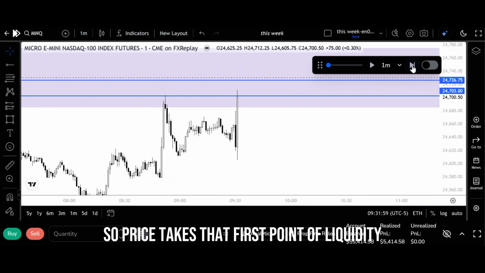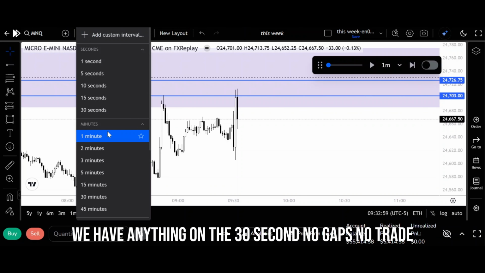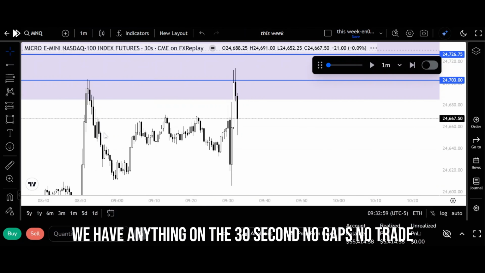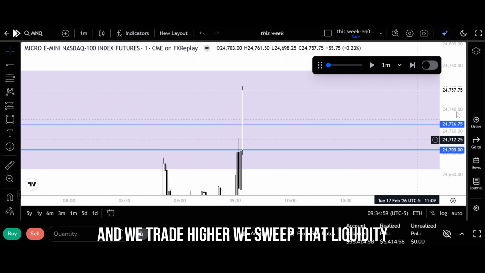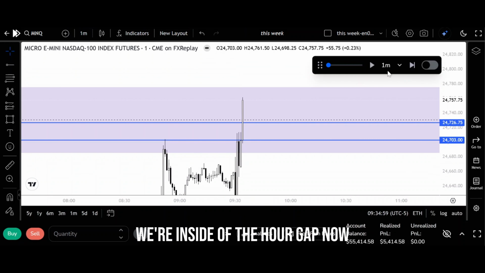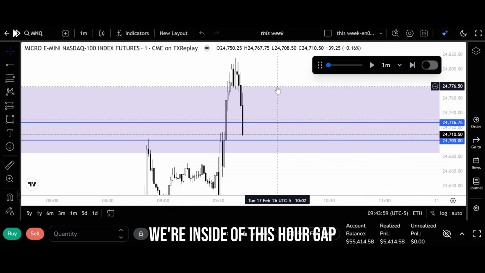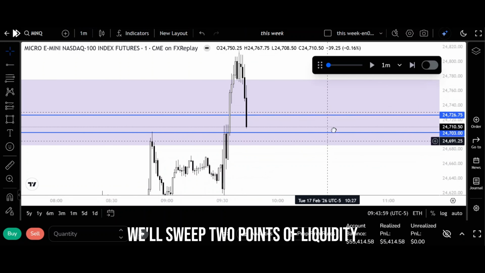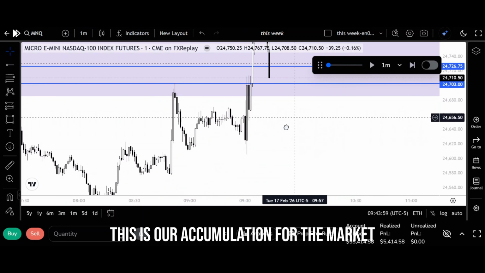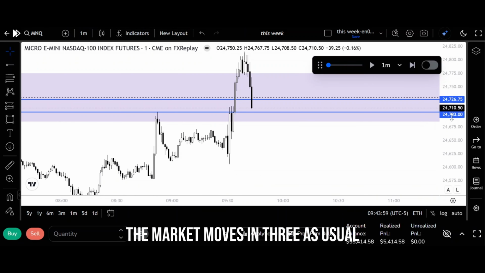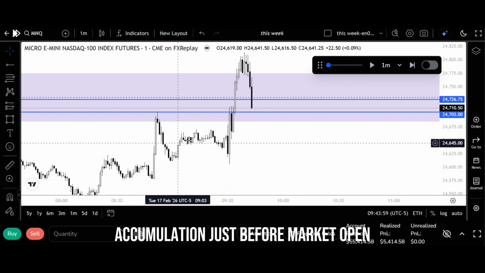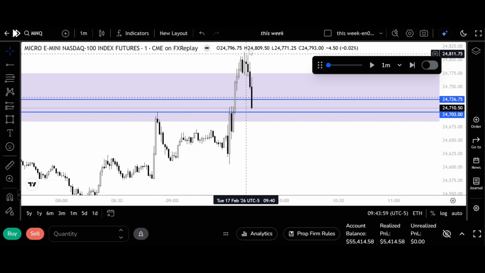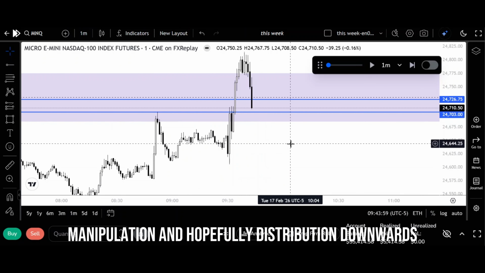Right, so price takes that first point of liquidity. Do we have anything on the 30-second? No gaps, no trade. And we trade higher, we sweep that liquidity. We're inside of the hour gap now. But inside of this hour gap, we'll sweep 2 points of liquidity. This is our accumulation for the market. The market moves in 3. As usual, we have our beautiful AMD model presenting itself. Accumulation just before market open, manipulation, and hopefully distribution downwards.